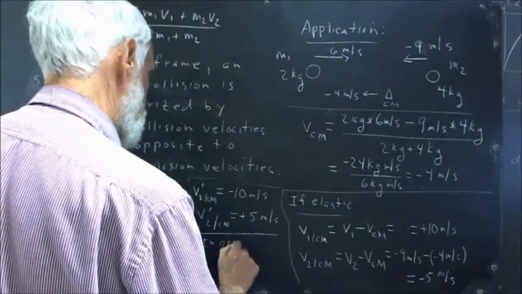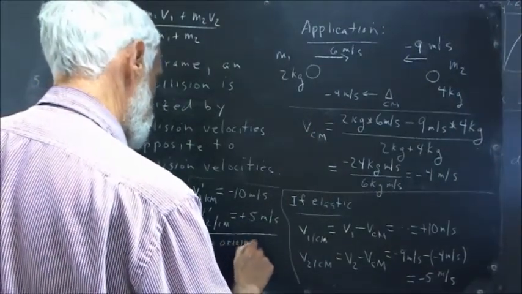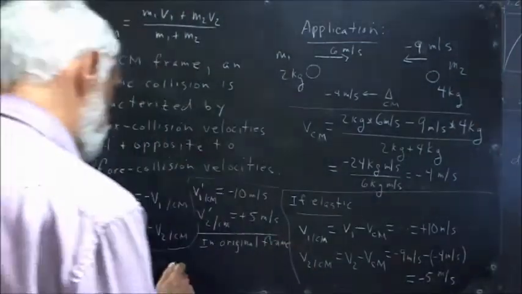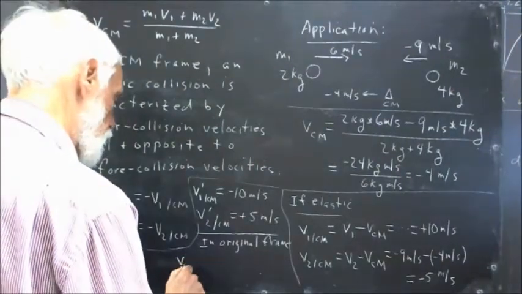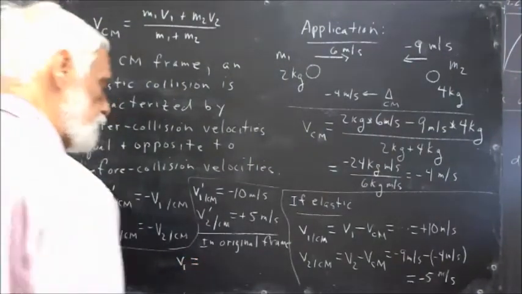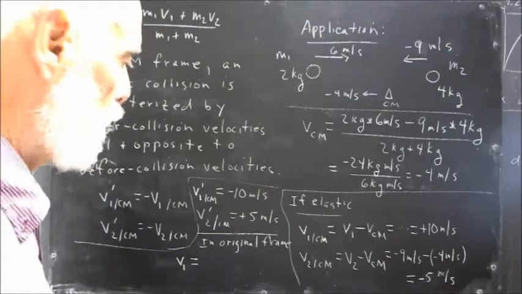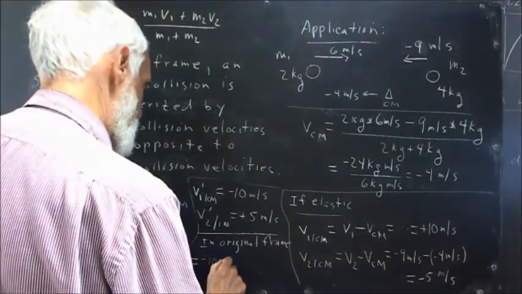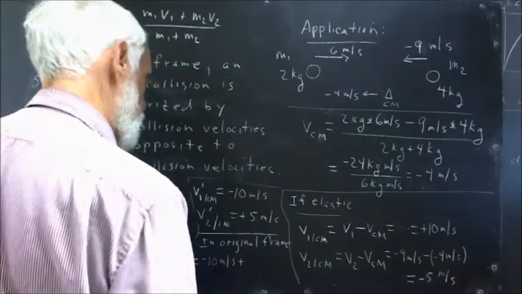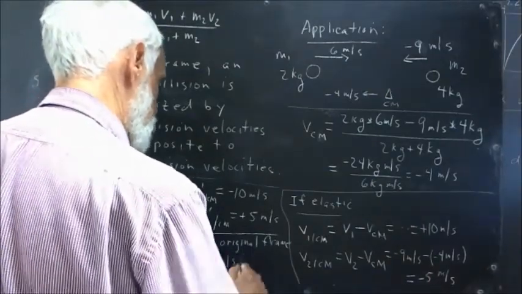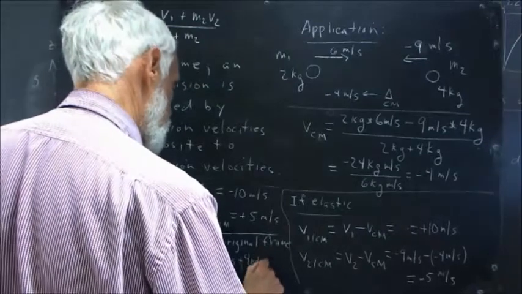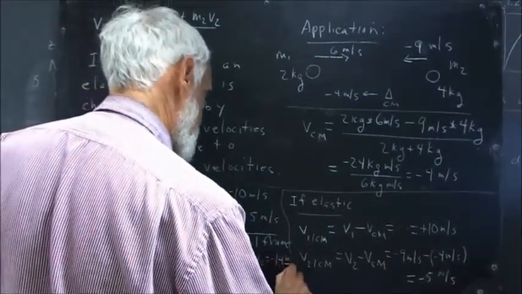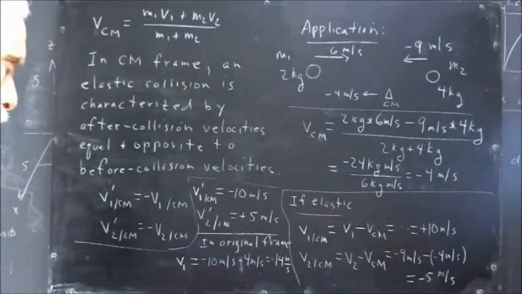So in the original frame, V1 equals negative 10 meters per second minus 4 meters per second equals negative 14 meters per second.